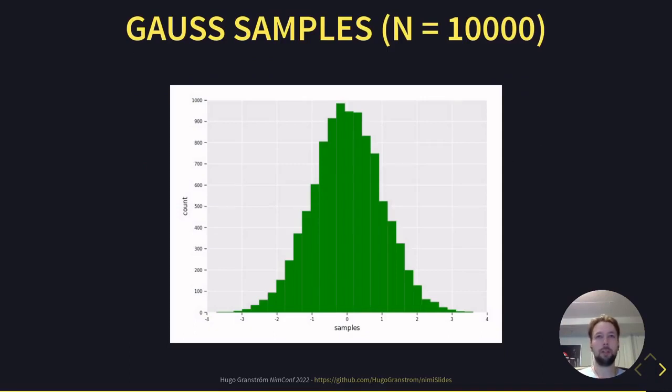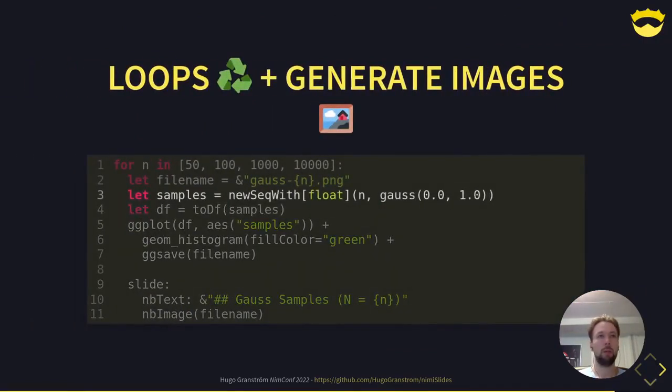And something to keep in mind now is that if we would realize, oh no, the mean of the Gaussian shouldn't have been 0, but 0.5, and the variance shouldn't have been 1, but 0.99, then we wouldn't have to do much change. We would just have to change these two parameters. And then next time that we run the document, it will generate the new plots for us, which is pretty neat.